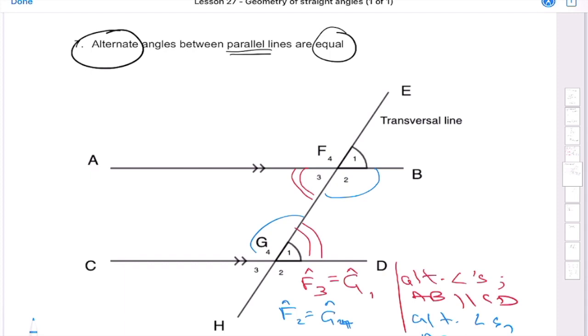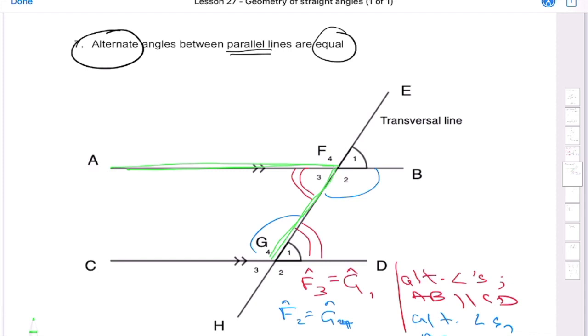How do you tell, or how do you recognize alternate angles? The angle F3 is formed between this line and that line. These are the two lines that form the angle F3.